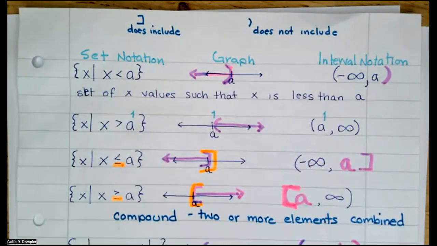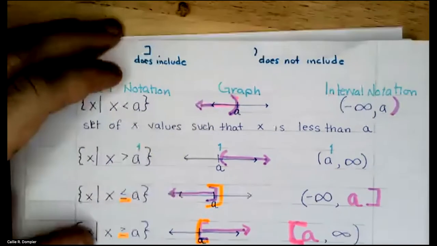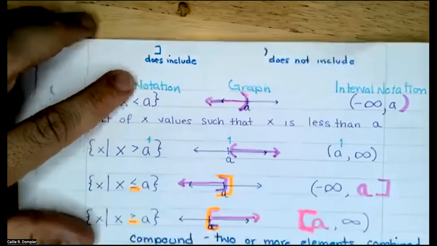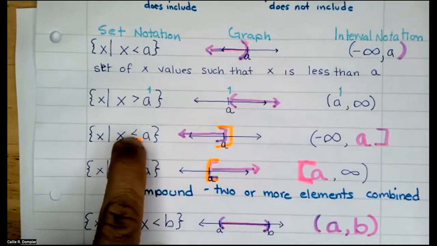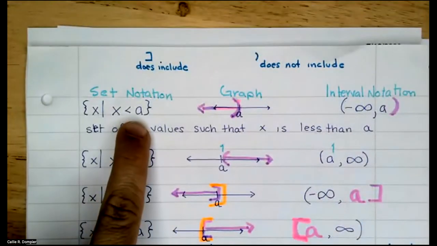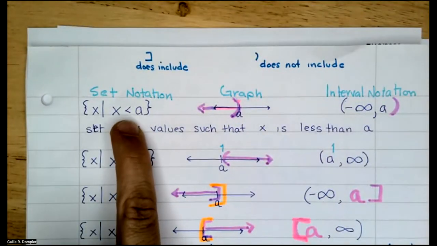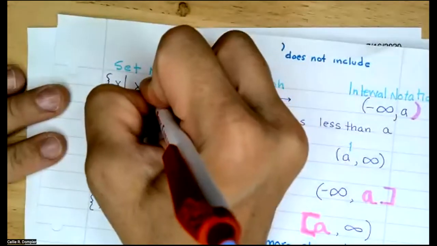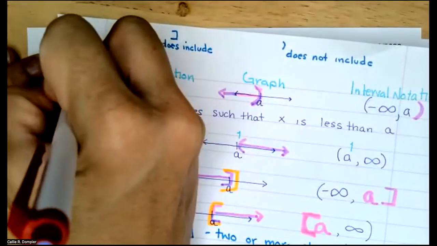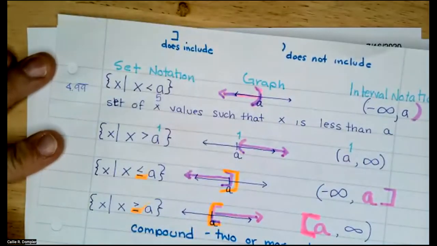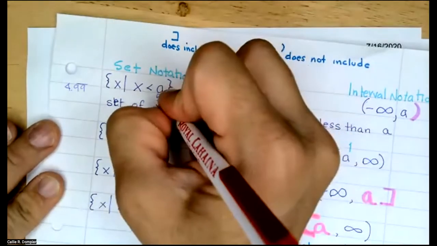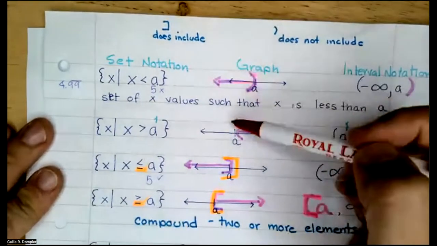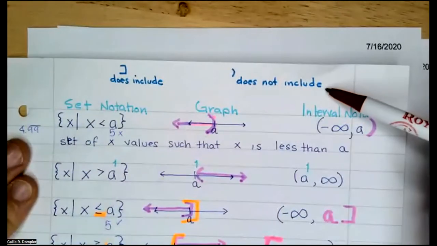Good. The bracket means it includes that number. It could be A, or it could be less than A, right? Here, it cannot be A. A is not included. It must be less than A. If A was the number 5, it can't be 5. It can be 4.99, but it cannot be 5. Here, it can be 5. That would be okay. Here, it cannot be. So use a parentheses when it's not included.